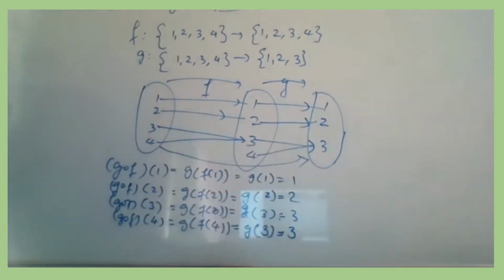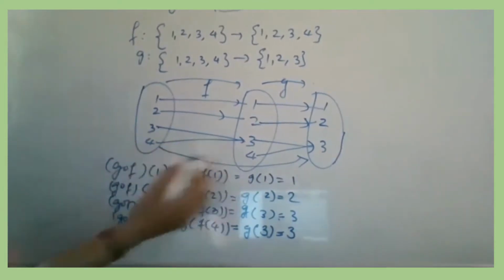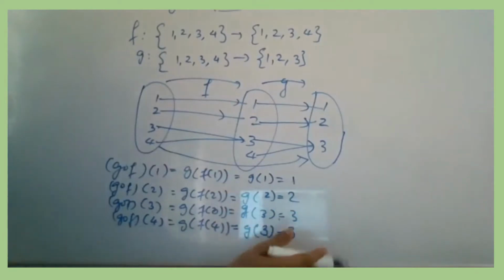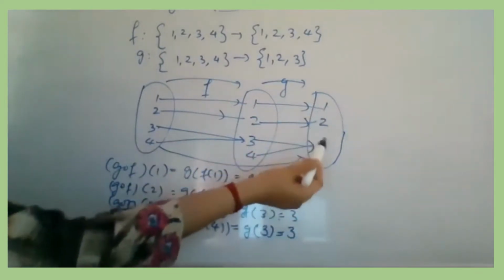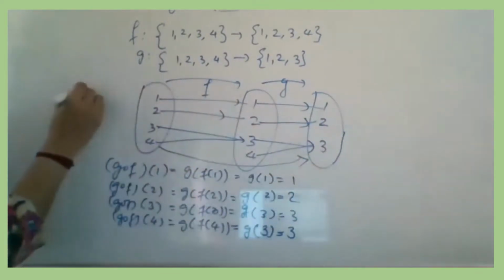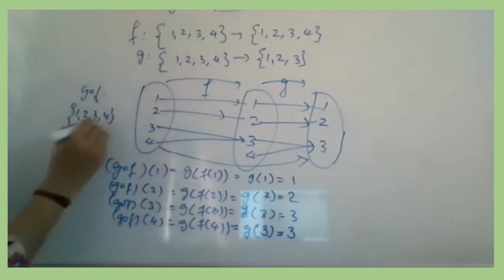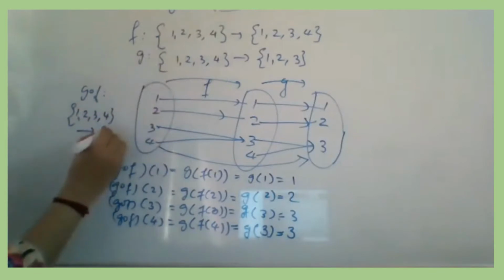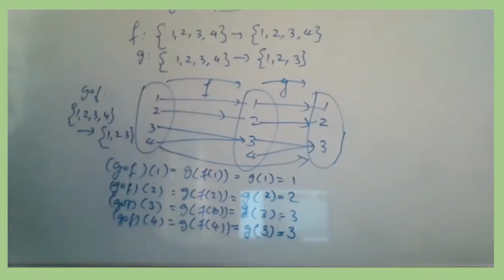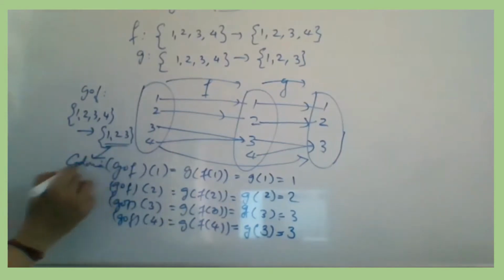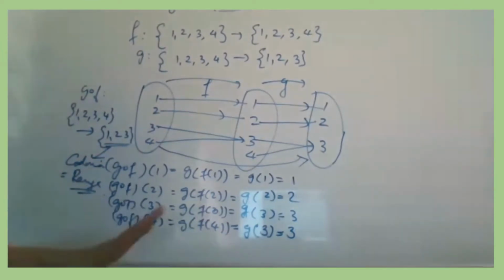So what you are getting is that the elements 1, 2, 3, 4 have the images 1, 2, 3 alone. 1, 2, 3 are the elements of the last set. That means G composition F goes from 1, 2, 3, 4 to 1, 2, 3, and all the elements of 1, 2, 3 are covered. So this is acting as the codomain and it is also the range. It is becoming the range, which means it is onto. So G composition F is onto.